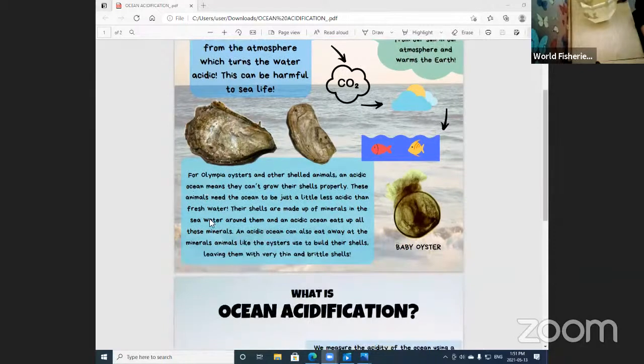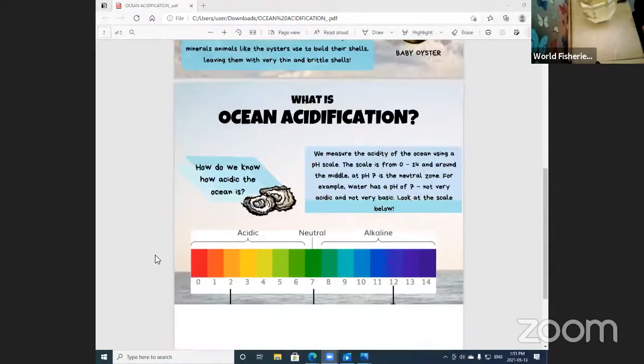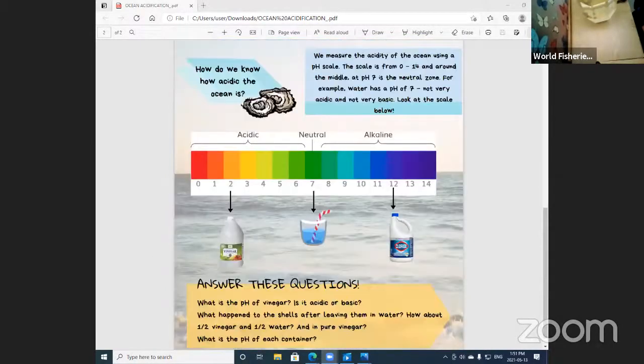But how can we tell if water has become acidic? Does it look different? Does it smell different? This is where the pH scale comes in. The pH scale is a scale numbered from 0 to 14, and it tells us if a solution is acidic or not. When something is not acidic, we say that thing is basic. So 0 would be very acidic, and 14 would mean not acidic at all, or basic.